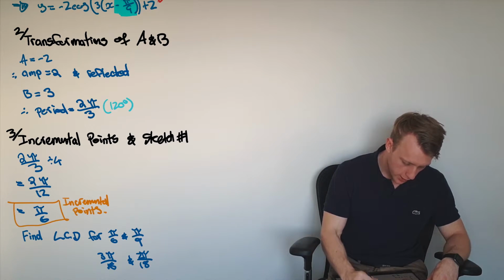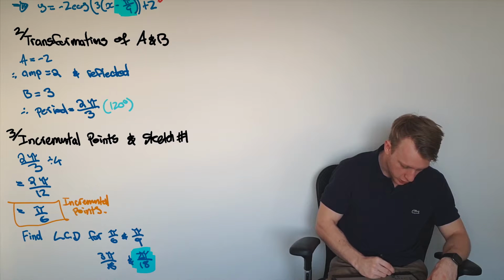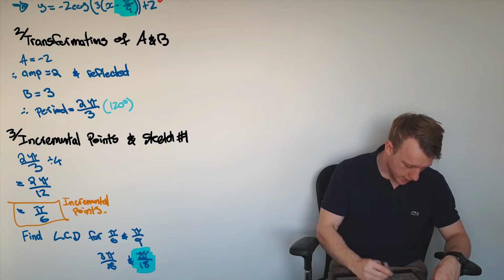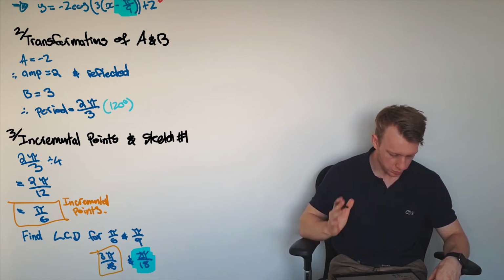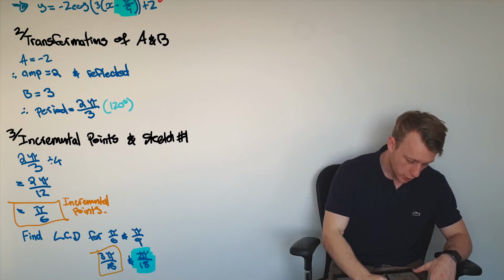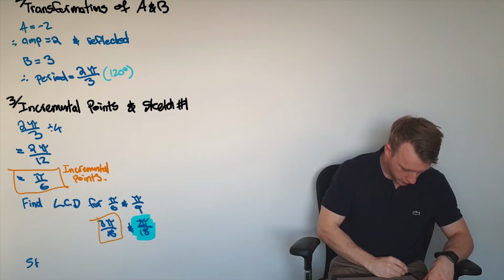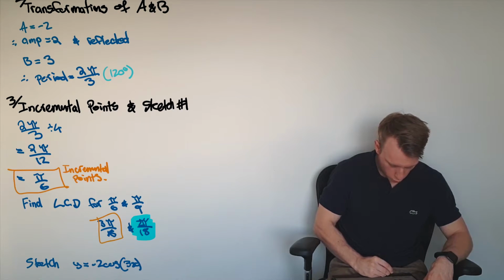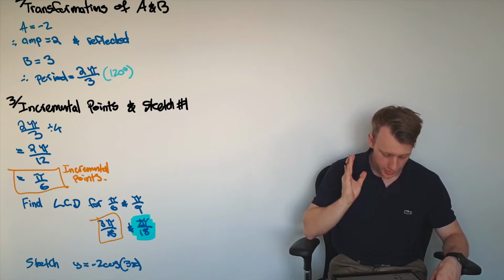Just to reiterate, this is our phase shift, or our shifting the left and right. And these are our incremental points. So I'm going to go to sketch it. So we're going to do an initial sketch of y equals -2 cos of 3 of x with the scaling done.